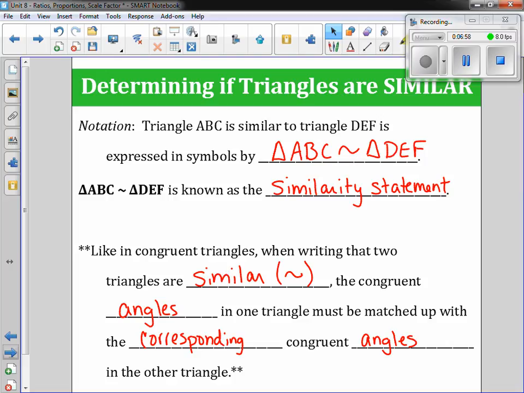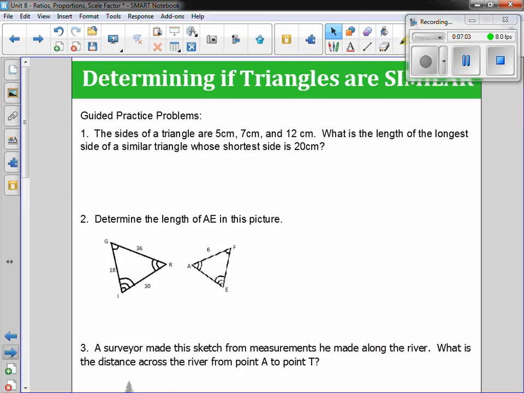Now we are going to take a look at some examples. I'm going to guide you through 3 of them, and then you are going to try 3 of them on your own. The first example problem says that the sides of a triangle are 5 centimeters, 7 centimeters, and 12 centimeters. What is the length of the longest side of the similar triangle whose shortest side is 20? So they are asking me to compare the longest side and the shortest side. So I'm going to start with my longest side, and I'm going to compare it to my shortest side.